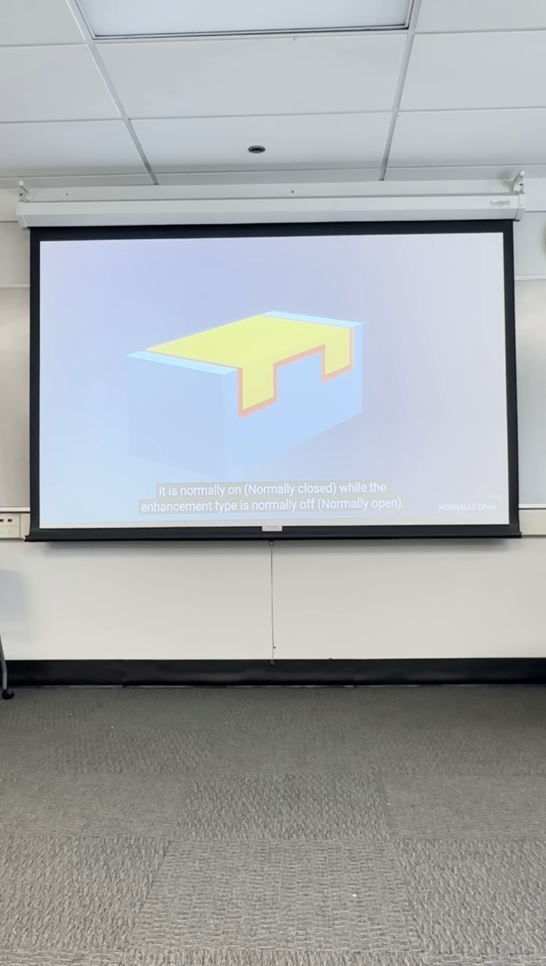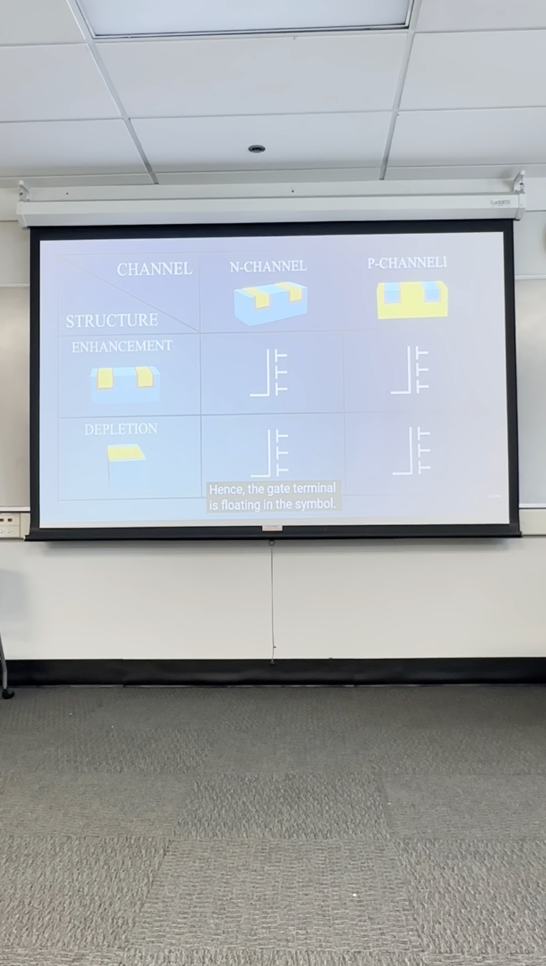Let's look at its circuit symbols. There are four terminals: source, gate, drain, and substrate. The gate is not directly connected to the substrate. An insulator is present. Hence, the gate terminal is floating in the symbol. Source and substrate are connected internally. Hence, we connect the source and substrate in the symbol also.